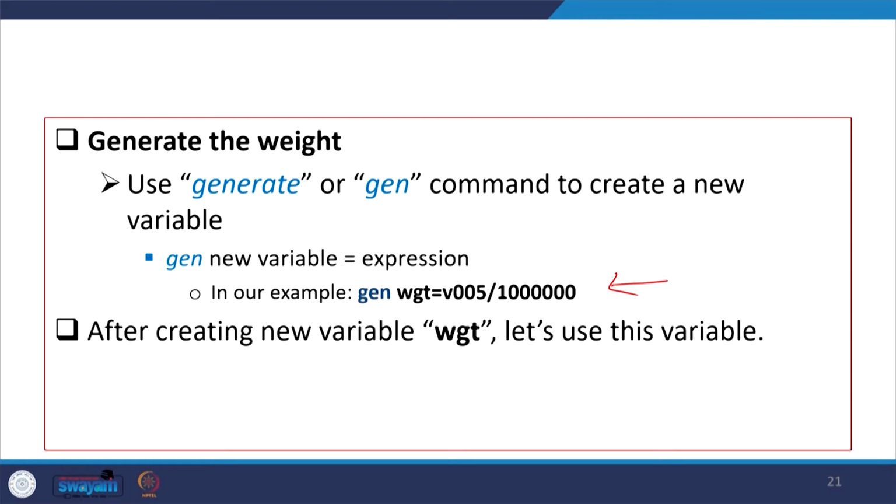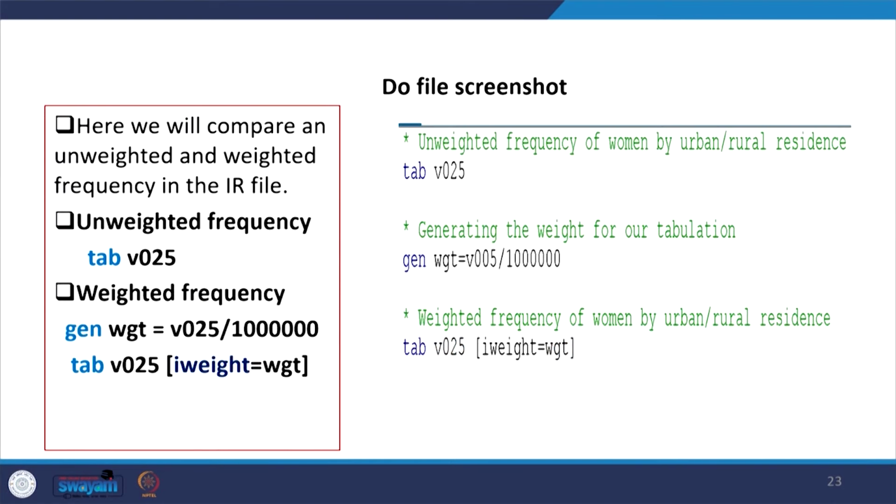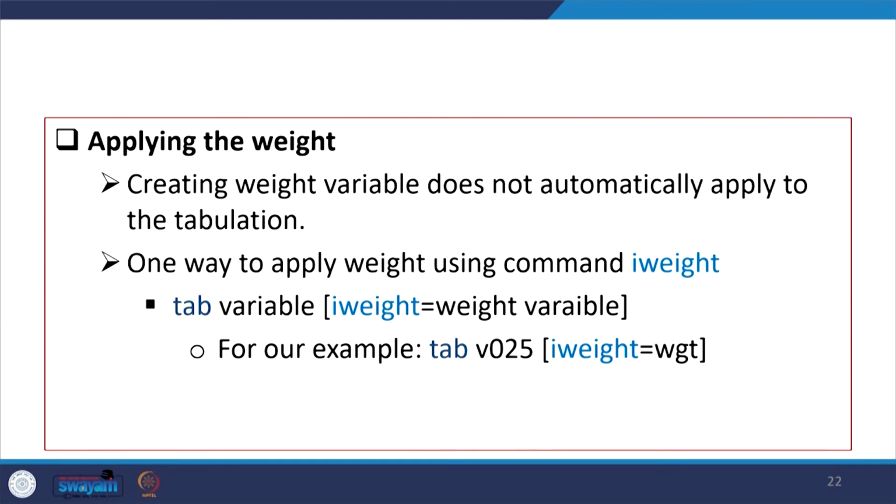After creating the new variable, that is WGT, let us use this variable in our work. So, applying the weight, we can do that like this. We will then compare how to apply the weight. Creating the weight variable does not automatically apply to the tabulation, we have to apply it carefully.